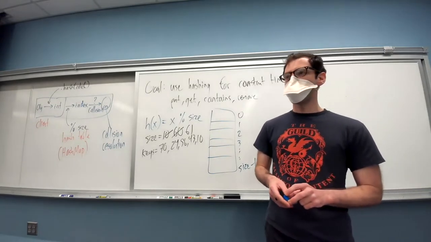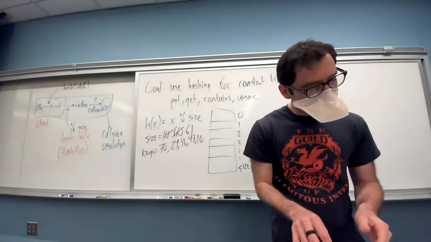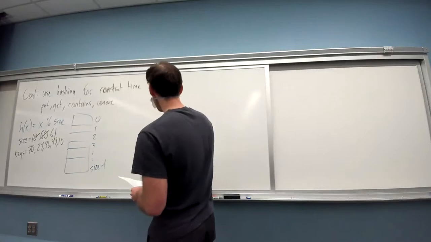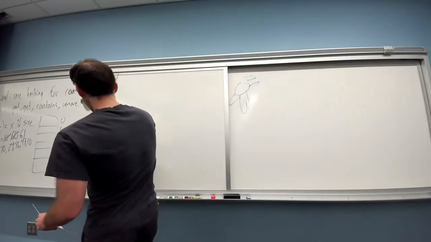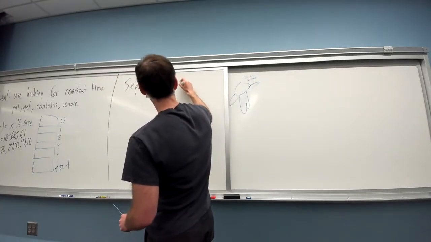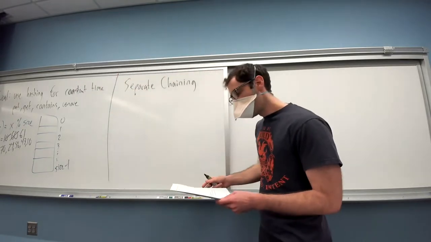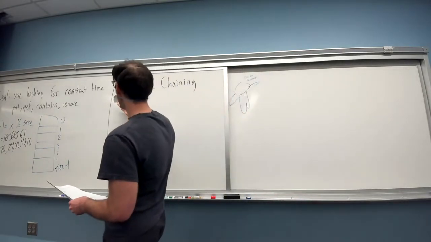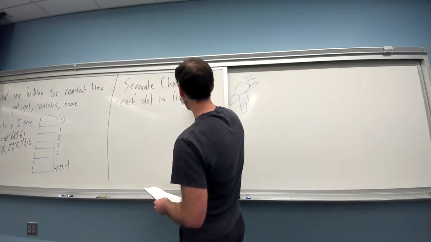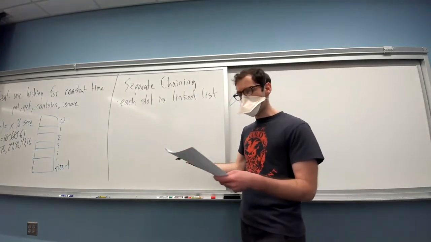All right, so even if we choose a nice prime number, we still can't necessarily avoid our collisions. So strategy number one is something called separate chaining. And the idea here is that each slot in the array that's our hash table is actually a linked list.